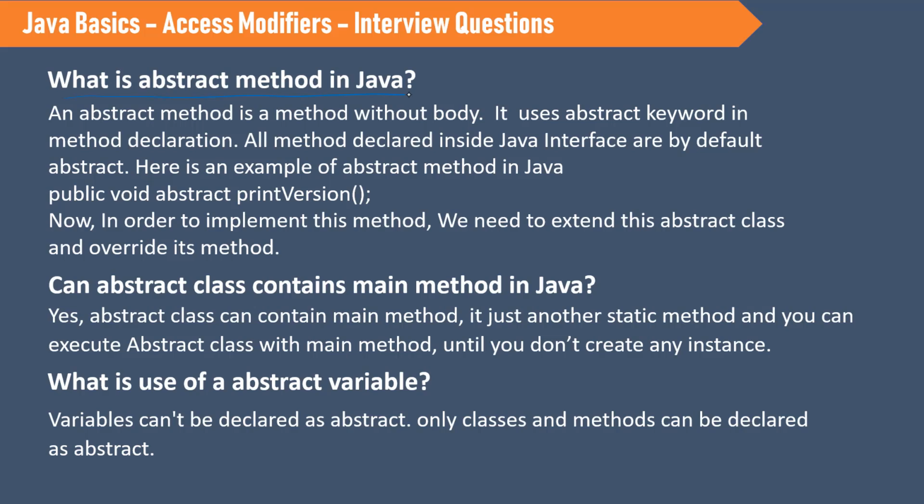Next question is, what is abstract method in Java? So we have already discussed this one in the previous slides and also in the previous video. An abstract method is a method without a body and it has to be declared with the keyword abstract. Example is public abstract void printVersion. Since this doesn't contain any body, it has to be extended, and in the child class we have to provide an implementation for this abstract method.